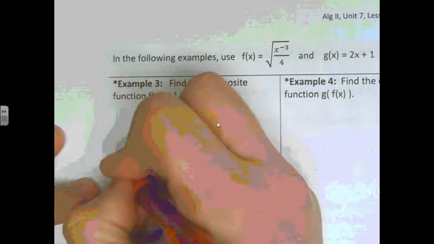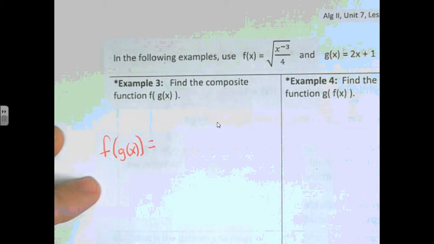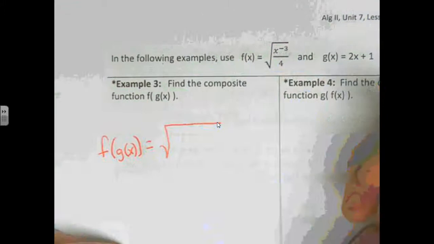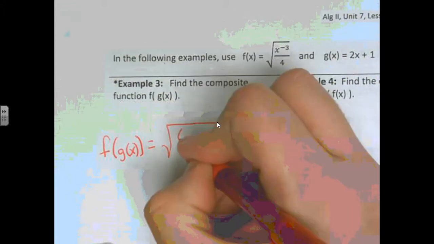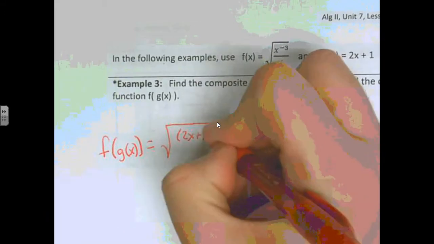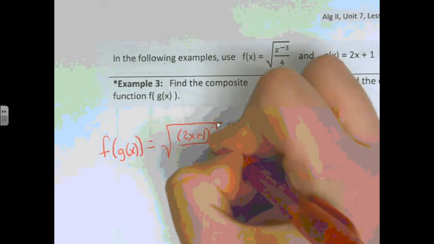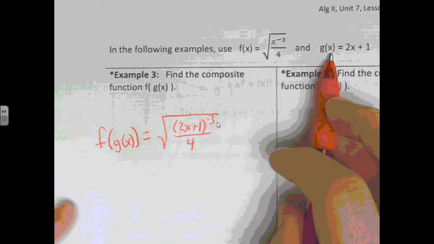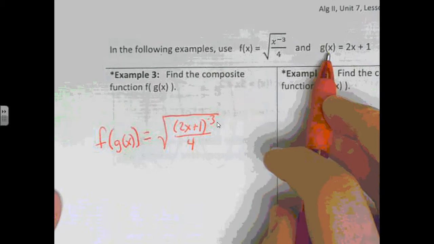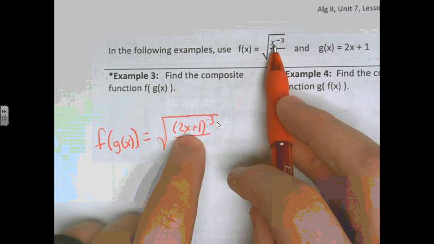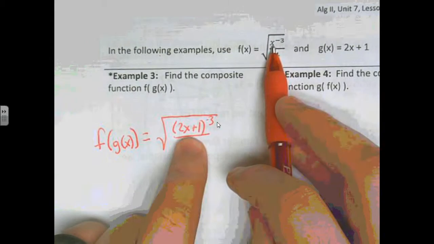F of g of x equals square root. See, I put the entire function in the place of that x. You see how there's an x here? What did I put in its place? G. The entire function of g.